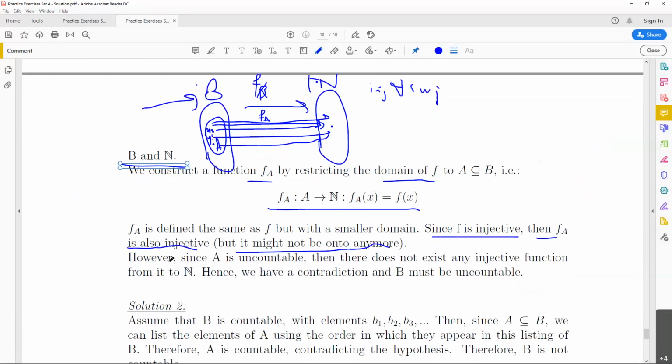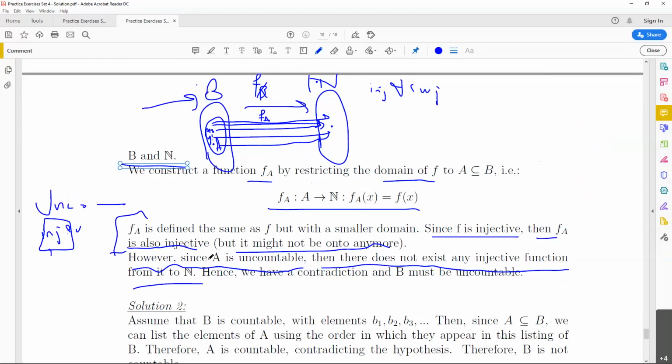That's fine. However, A is uncountable, so there does not exist any injective function from it to N. If you didn't know this, it's a property: if a set is uncountable, there is no injective function. Obviously, definitely there's no bijection, but there's definitely no injective function. But with your assumption, you did find an injective function. So we have a contradiction and B must be uncountable.